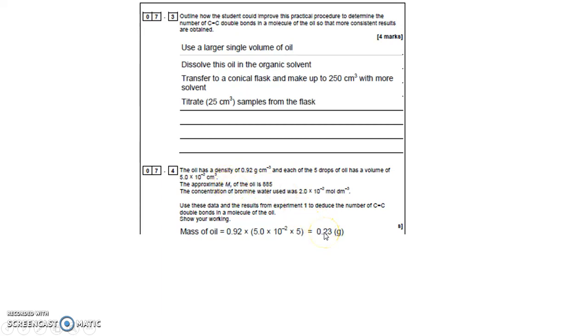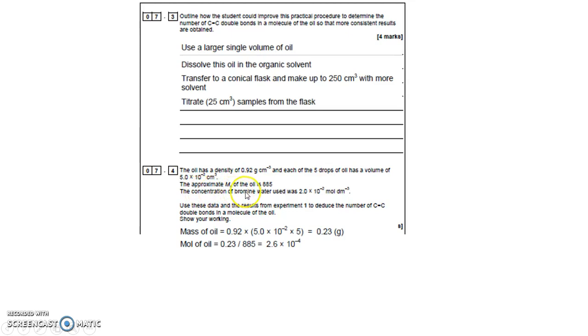What's next? Right, I've got the mass of the oil, I've got an MR. So now I need to convert it into moles. The only equation with MR in it is moles is mass divided by MR. So 0.23 divided by the MR 885 gives 2.6 times 10 to the minus 4. That's the number of moles of oil that I have.